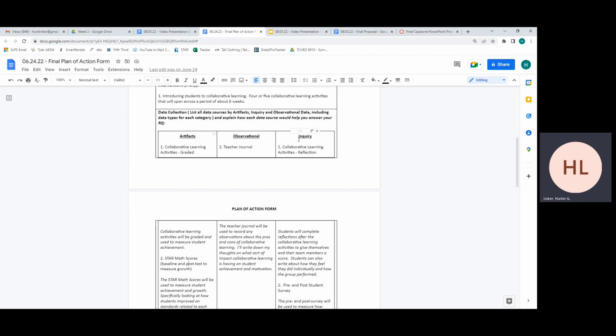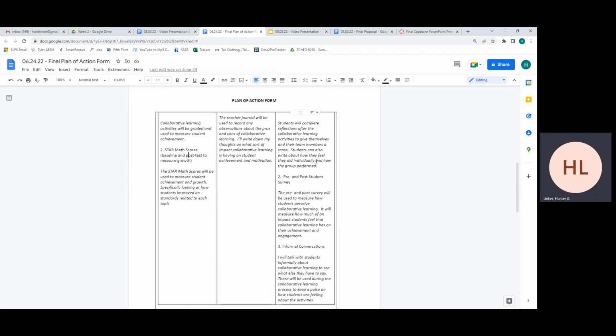For inquiry data, I collected 3 data points. The first data point was a self and group evaluation form that each student completed directly after each collaborative learning activity. I used these forms to gauge students' perceptions about the group project that they had just finished. I wanted to see if student perception of group projects improved, stayed the same, or decreased after each activity.